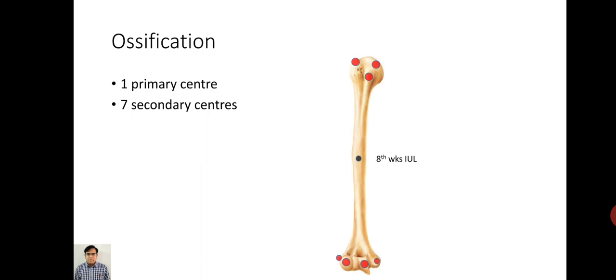So for the head it appears at the age of 1 year. For the lesser tubercle it appears at the age of 5 years. For the greater tubercle it appears at the age of 2 years, and all 3 fuse with the shaft at the age of 6 years.